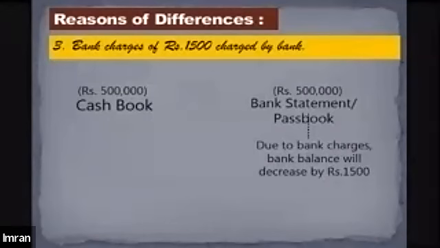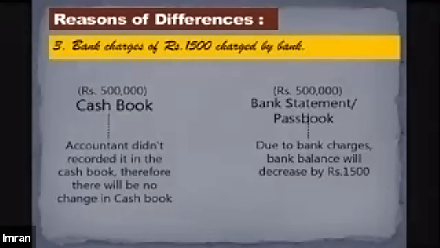Since the bank has deducted 1500, the bank is definitely going to record that in the passbook, but the same will not be recorded in the cash book by the accountant of the business. The accountant did not record it in the cash book, therefore there will be no change in the cash book.